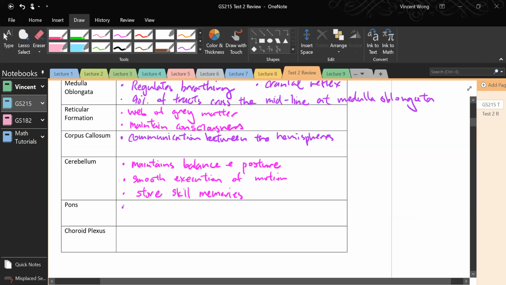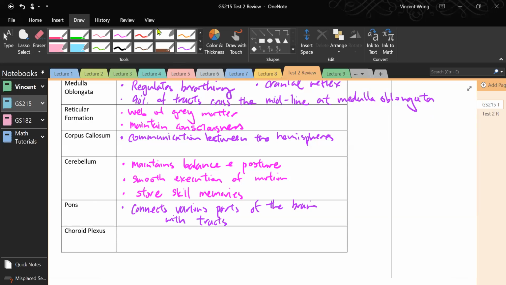Okay, so what does the pons do? The pons basically, pons means bridge, right? In French, I think it's pontes or something. So it connects various parts of the brain with tracks. Okay, tracks are just bundles of axons, right? And of course, the pons also has its own cranial nerve coming out.